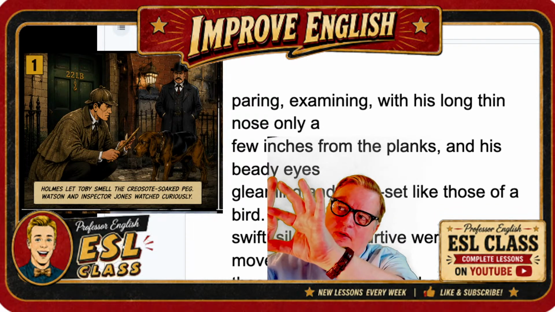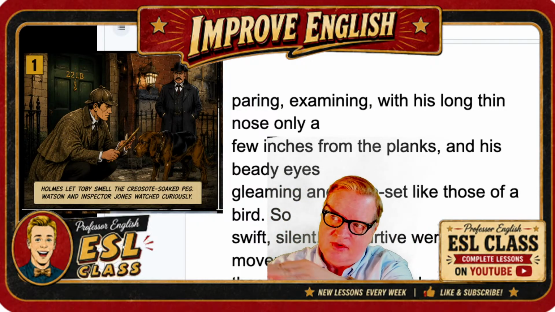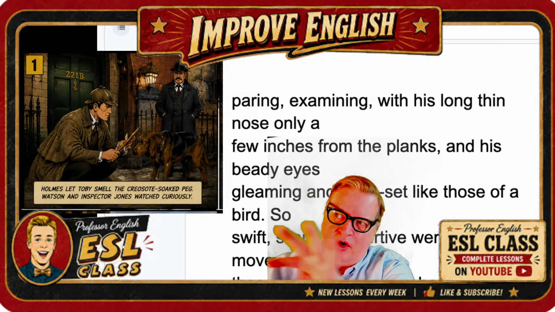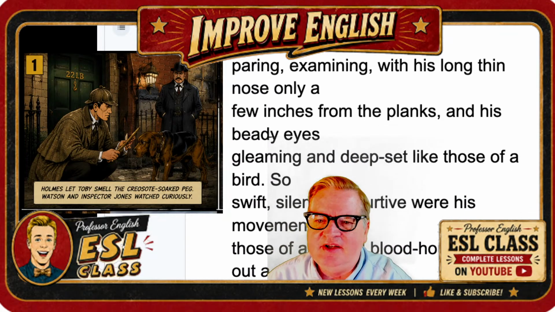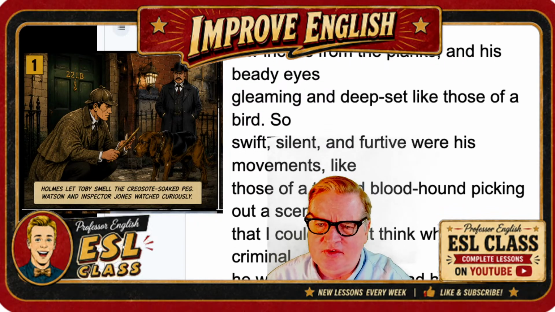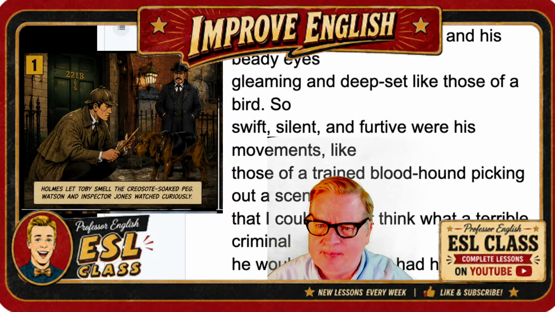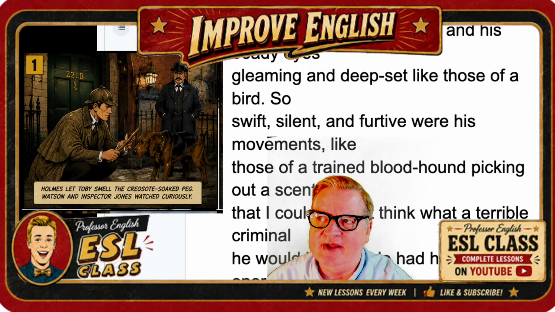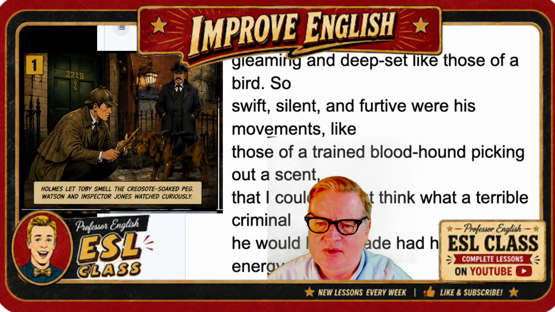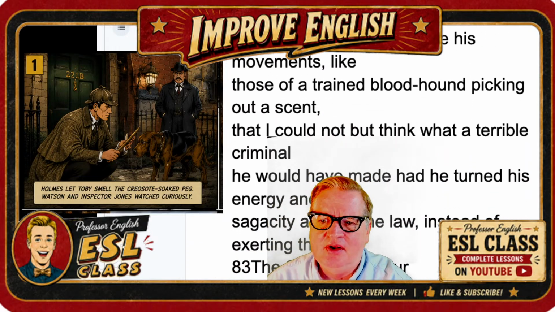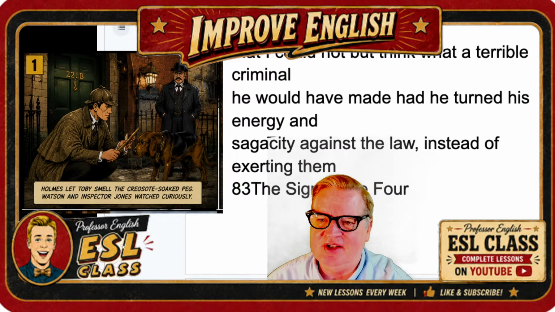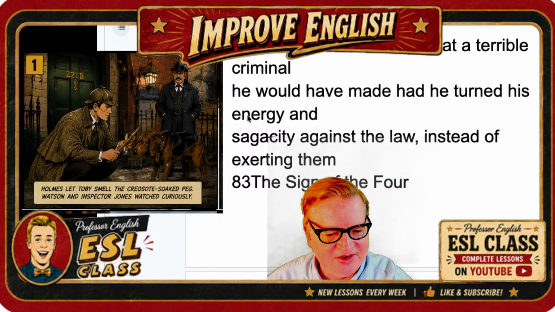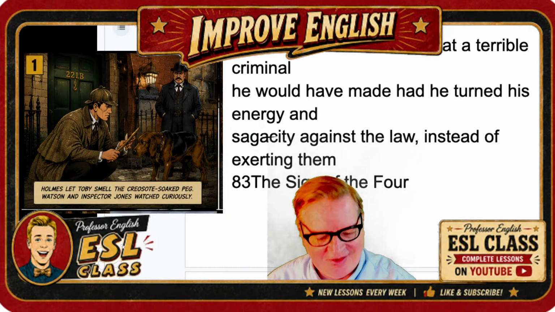Planks are thin pieces of wood. So usually you would see that like on the floor. So they're long and thin pieces of wood, and those are called planks. And his beady eyes gleaming and deep set like those of a bird. So swift. Swift is like quick. Silent and furtive. Furtive means like secretly or hidden. So swift, silent, and furtive were his movements, like those of a trained bloodhound picking out a scent, that I could not but think what a terrible criminal he would have made had he turned his energy and sagacity against the law. Oh boy, I have to look up that word sagacity. I don't know how to define that. Sagacity.